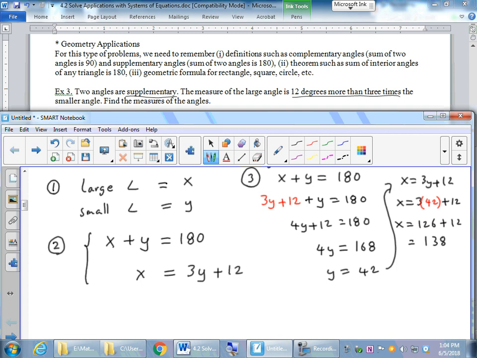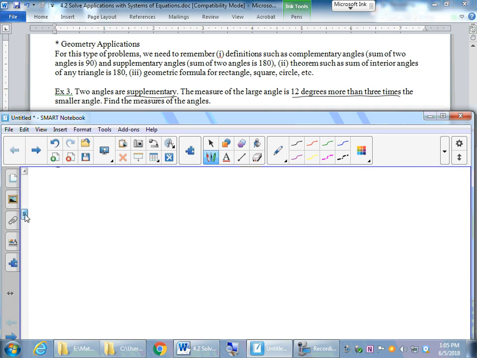So x is equal to 3 times 42, which is 126, plus 12, which is going to be 138. So finally, I can do my step 4, which is interpretations. I can say that the large angle is represented by x, so it'll be 138 degrees, and the small angle is 42 degrees. And this will be my final answer for this example number 3.